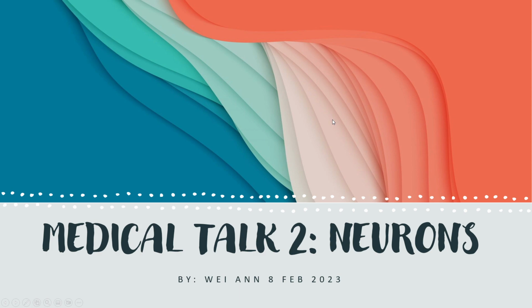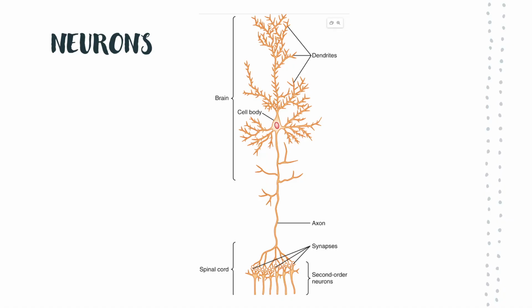Hi, today will be the second medical talk. It will be about neurons. So neurons are the cells in the brain and the nervous system. This is how a typical neuron looks like.